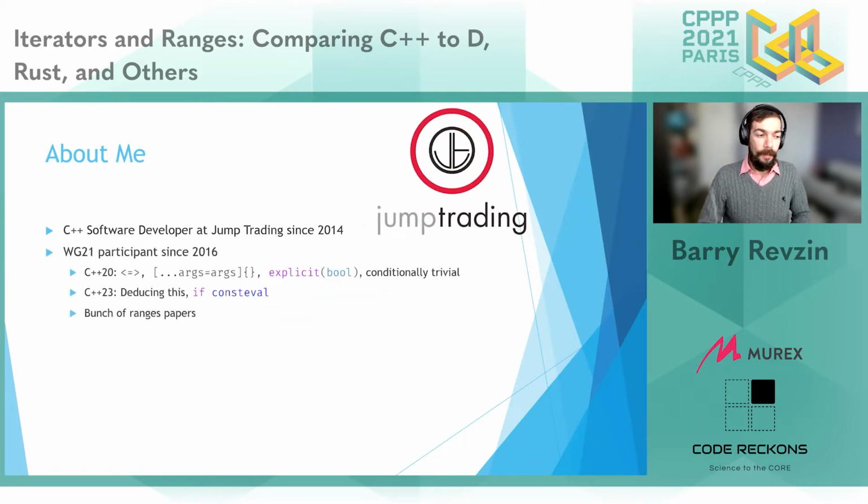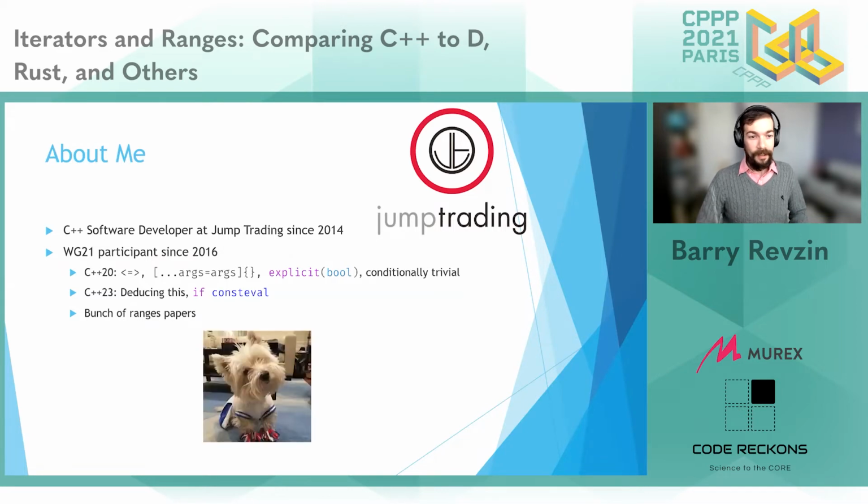As Fred mentioned, I've been an active member of the C++ Standards Committee since about 2016. I've been responsible for a bunch of stuff that's in C++20, including Spaceship, at least the equality parts that may or may not have broken your code. I'm sorry. Pack expansion in lambda capture, conditionally explicit and conditionally trivial special member functions. And recently added for C++23, I was one of the authors of the Deducing This paper, which I'm pretty excited about, as well as if consteval. And also throughout all this time, I've been responsible for a whole bunch of different ranges papers, hence my interest in this topic at hand.